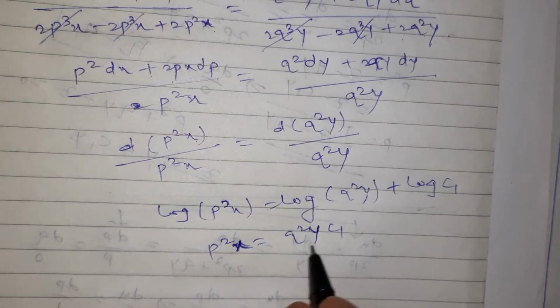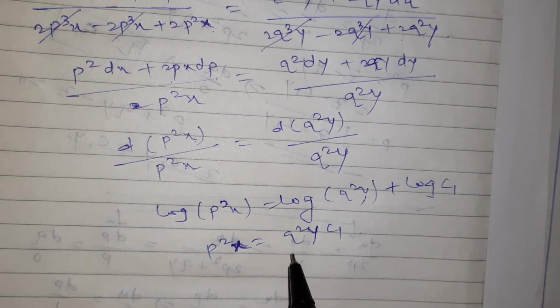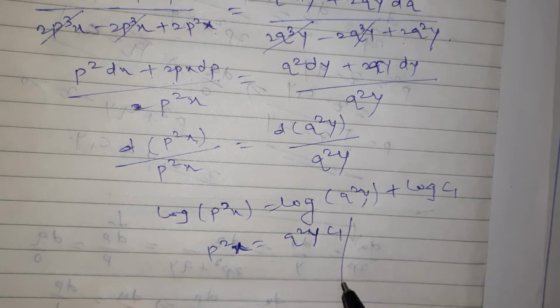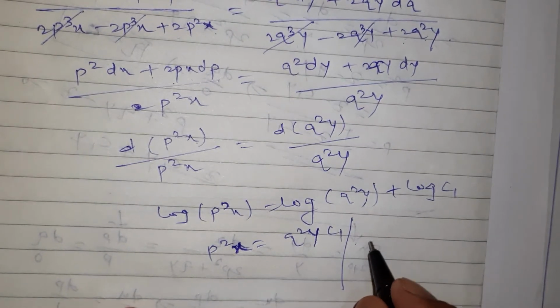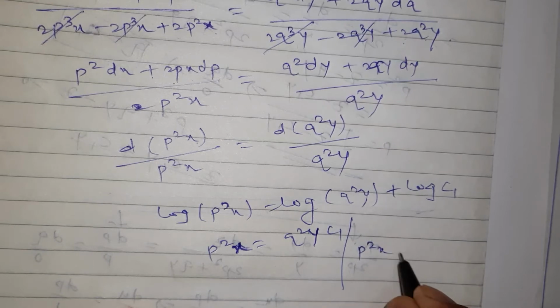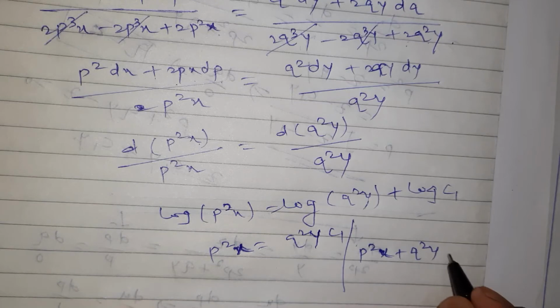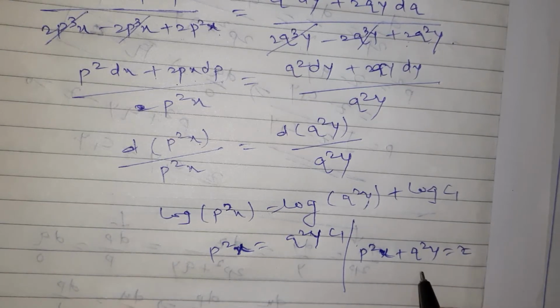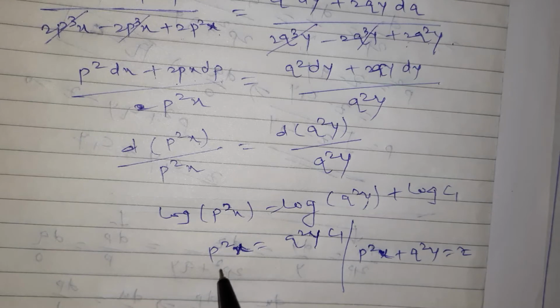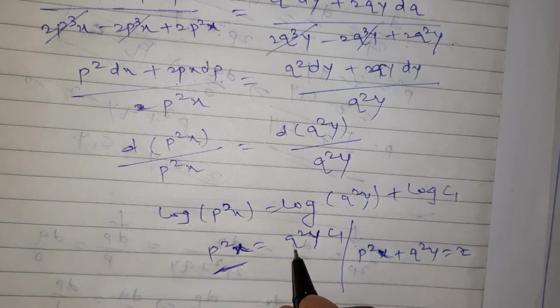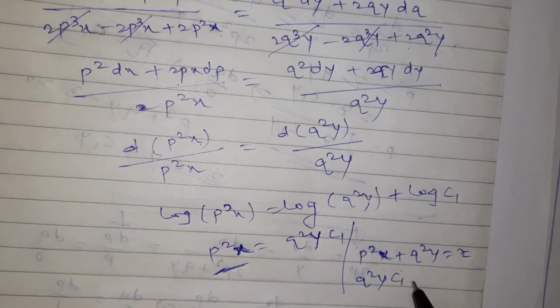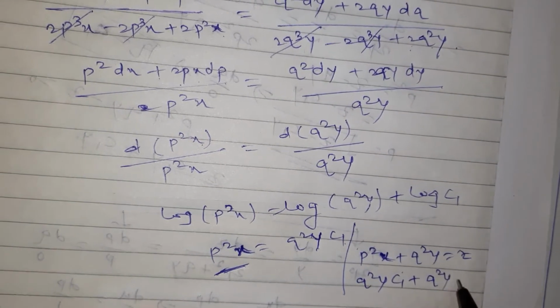From this you may find the value of p or q. From this equation, find the value of p and q and put it in the given equation. What is our given equation? Our given equation is p²x plus q²y is equal to z. Now here, what is the value of p²x? It is q²y c1. Substitute here. So q²y c1 plus q²y is equal to z.